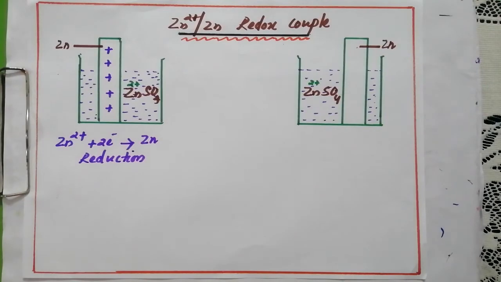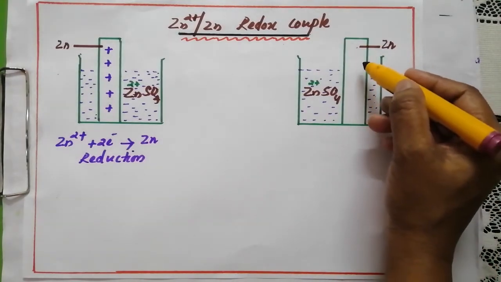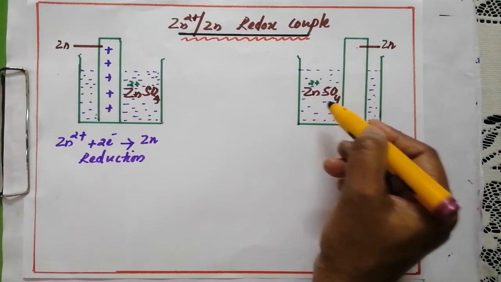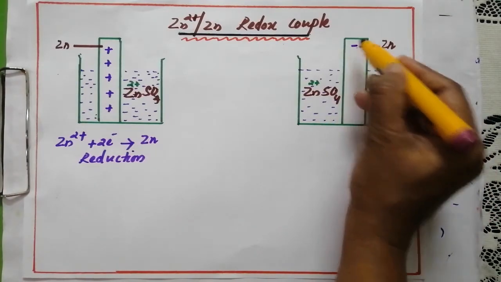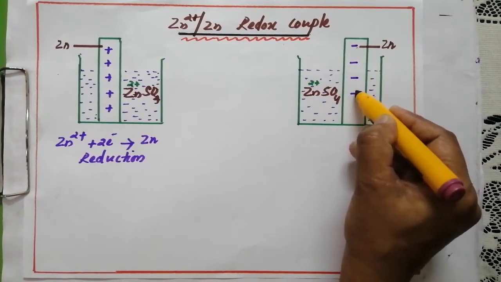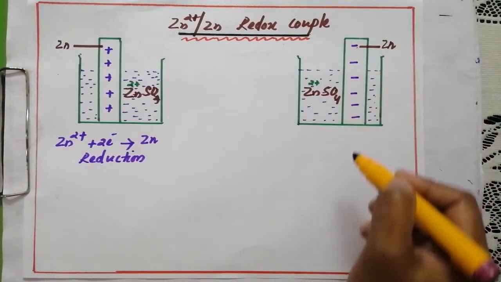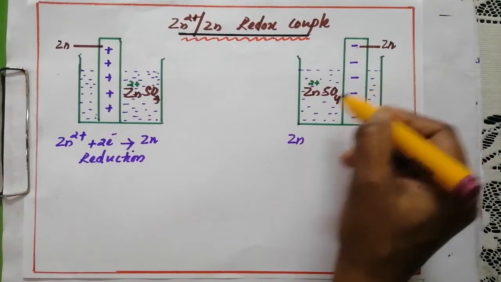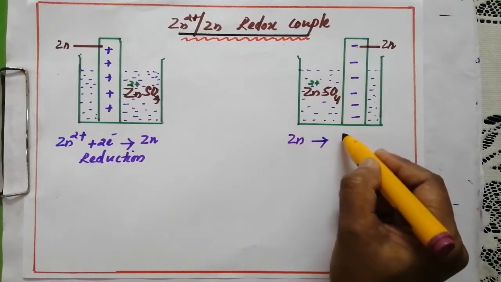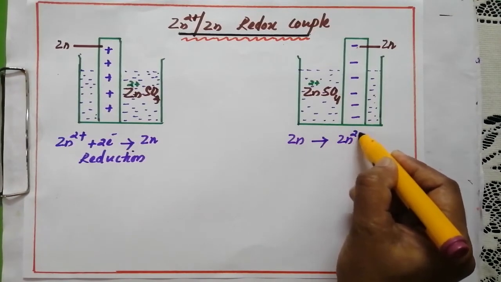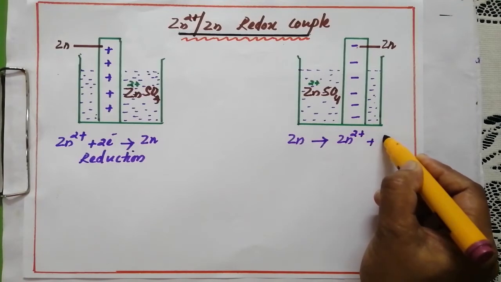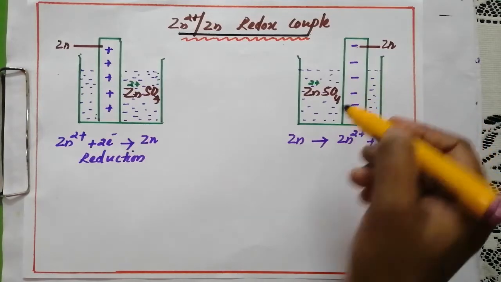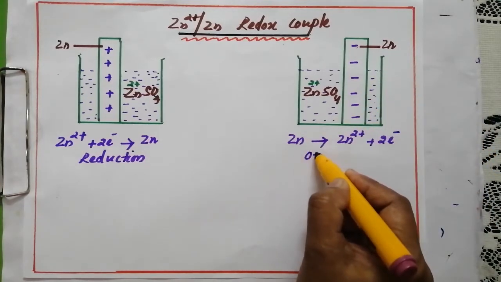At the same time, the metal atom on the electrode has a tendency to go into the solution as ions, making the electrode negatively charged. And we can see how the electrode is getting negatively charged. That is, Zn from the electrode loses its electron and goes into the solution as Zn2+ ion, making the electrode negatively charged, and this process is oxidation.